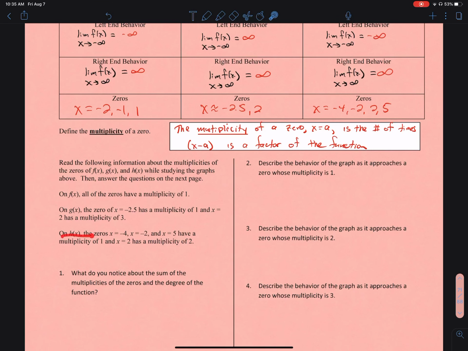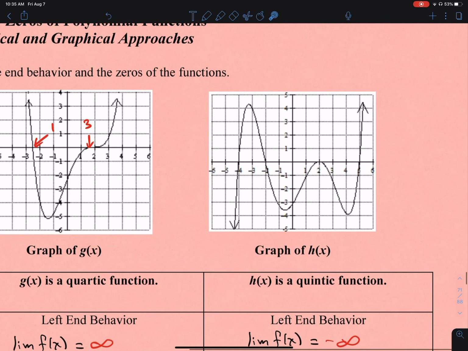On h of x, the zeros of negative 4, negative 2, and 5 have a multiplicity of 1. X equals 2 has a multiplicity of 2. So this one was 2. This multiplicity is 1, 1, and 1.